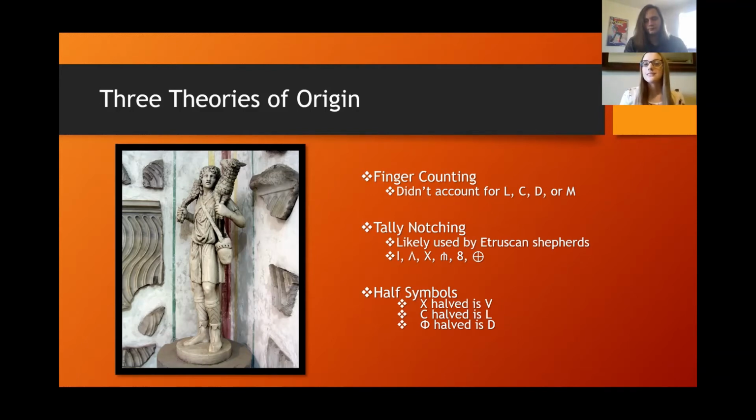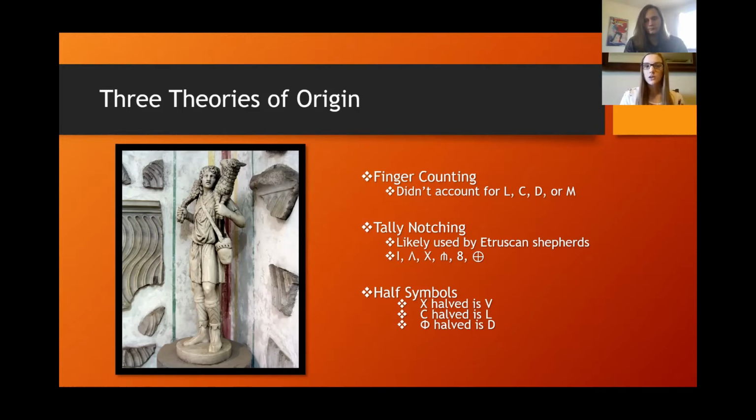However, this theory did not account for the origin of L, C, D, or M, but the thought behind that would be that the Latin word centum would represent the C, and centum means 100 in Latin, and then milli means 1000 in Latin, and that's where the M would come from.